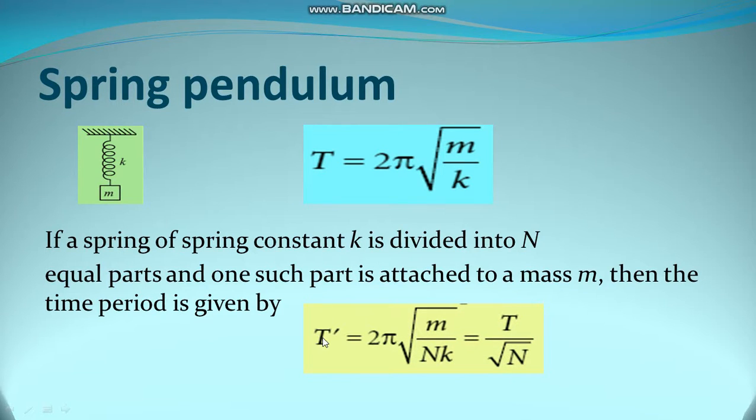New time period you are getting T dash is equal to 2 pi square root of m by nk. See here the difference. In first case time period, and here instead of k, nk is there, because here spring is divided into n equal parts, and new time period you are getting T dash is equal to T divided by square root of n.